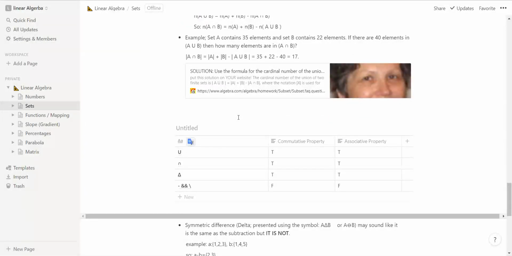So we have the commutative property and the associative property. Commutative property means you can add A plus B or B plus A, it doesn't really matter. With the associative property, you can add A plus B and then add C, or you can add B plus C and then add A. That's the associative property.